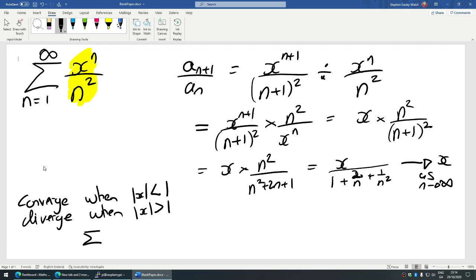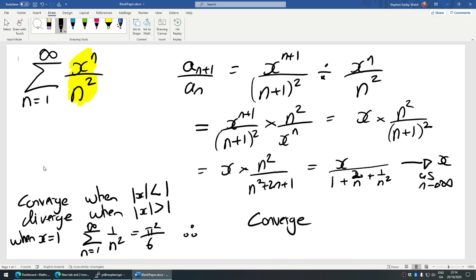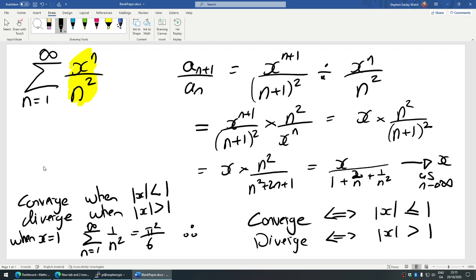However, I know that when x is equal to 1, the sum from 1 to infinity of 1 over n squared is equal to pi squared over 6. Therefore, I know what the situation is when the absolute value of x is 1. It's convergent as well. So the inconclusive problem is gone. So we can say it will converge if and only if the modulus of x is less than or equal to 1, and it will diverge if and only if the modulus of x is more than 1. I think the equal to 1 is the interesting situation here.